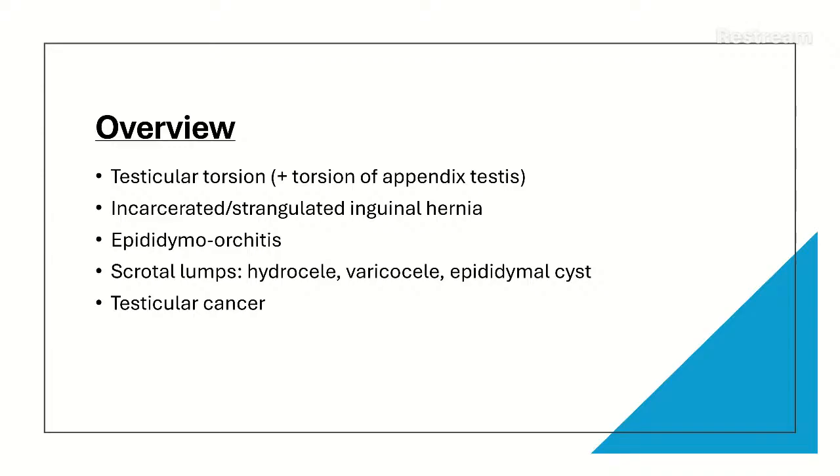So just an overview of our session. Like I mentioned, we're going to talk about testicular torsion, and I'm going to briefly touch on torsion of the appendix of the testes as well. I'm going to look at incarcerated and strangulated inguinal hernias, epididymorchitis, have a look at scrotal lumps, so that's mainly hydrocele, varicocele and epididymal cysts for UK MLA finals, and also have a look at some testicular cancer questions as well.